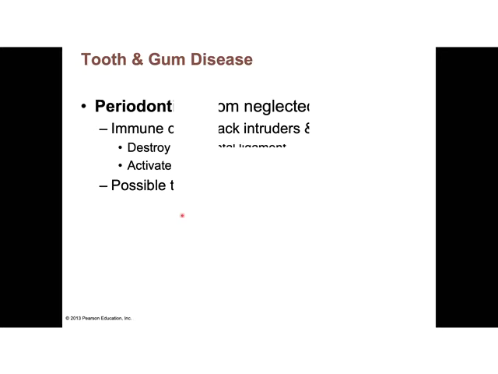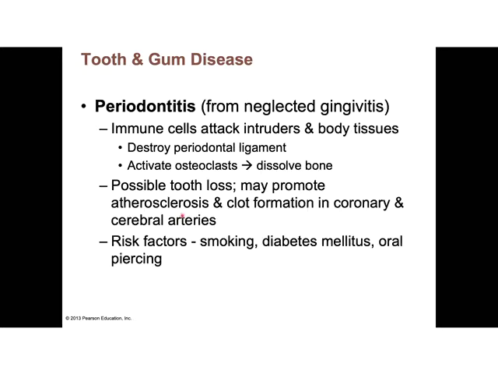Periodontitis, that's neglected gingivitis, okay, periodontal disease, tooth loss. It can promote atherosclerosis and clot formation in coronary and cerebral arteries. Risk factors: smoking, diabetes, oral piercings, and of course, poor dental hygiene.